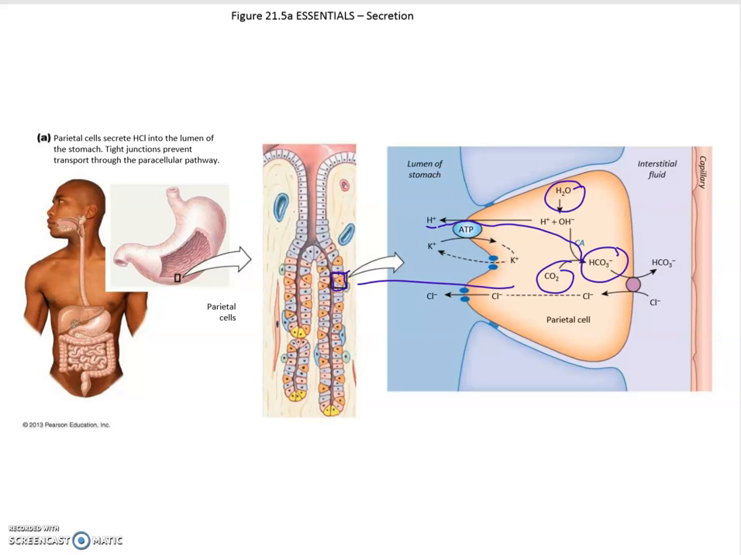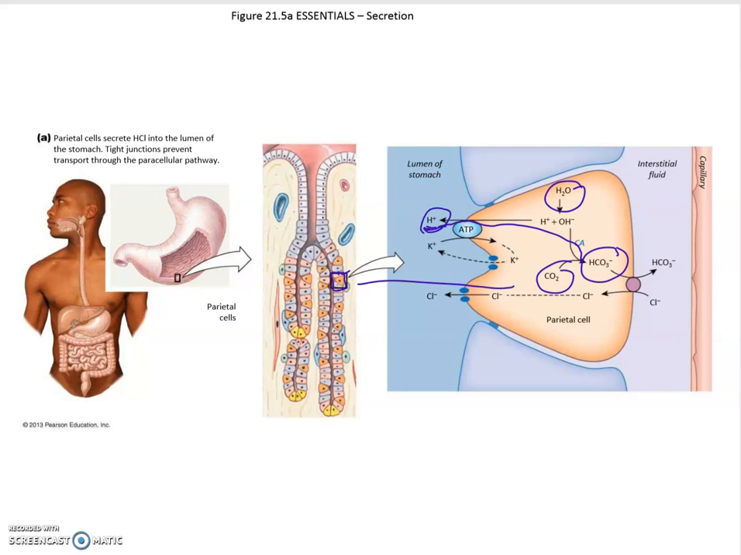So it's a beautiful system here where you are just recycling everything. So water plus CO2 forms carbonic acid. We're going to separate this carbonic acid into hydrogen ions, which will be pumped into the stomach, and the bicarbonate ions will be going into the blood and then returned to the duodenum via the pancreas, the pancreatic duct, to neutralize the acid that is coming from the stomach.